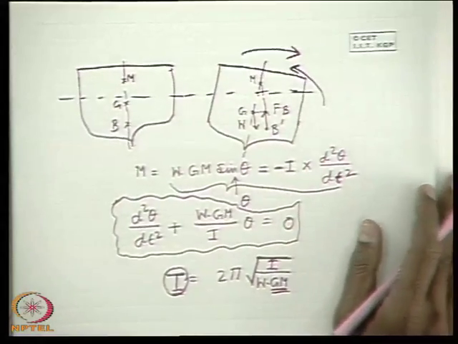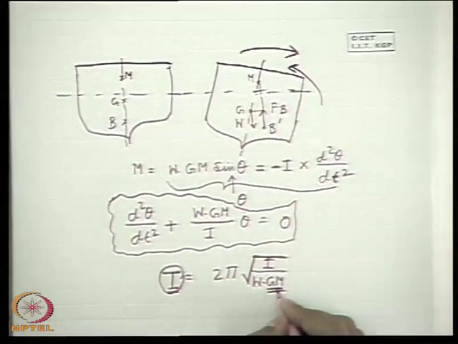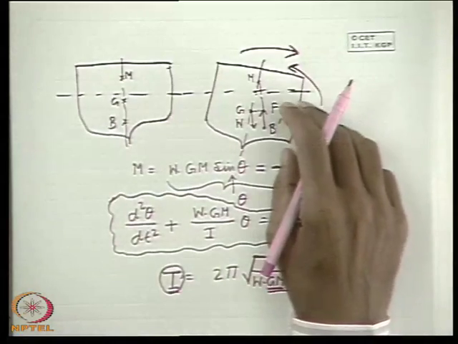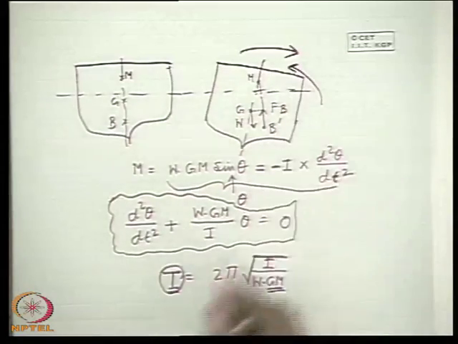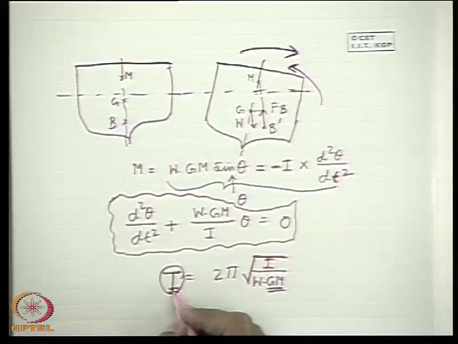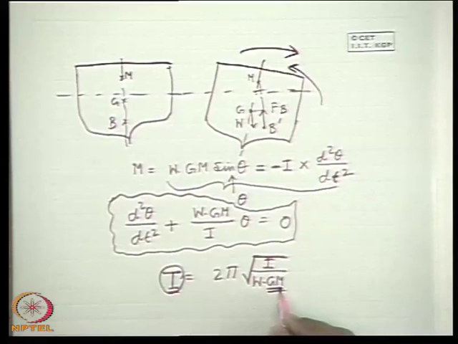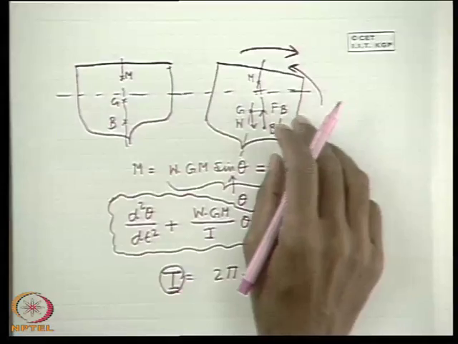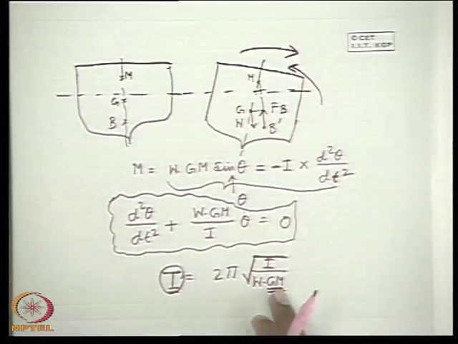But in warships, it is the other way. The metacentric height is made as large as possible to have a much better chance of stability, whereas the time period of roll becomes very small. If this is very high, then this is very small. So the time period of roll becomes very small, and comfort is sacrificed at the cost of stability.